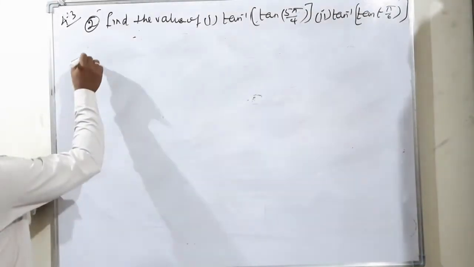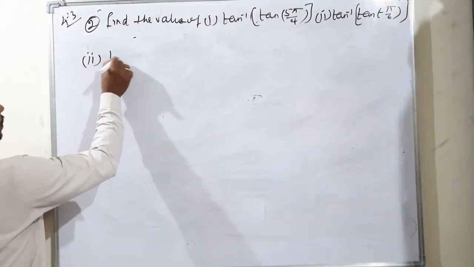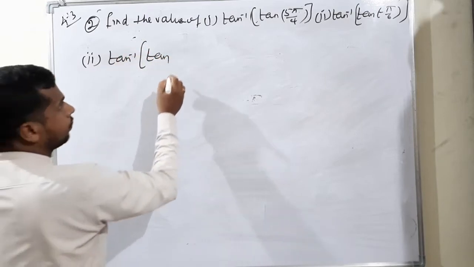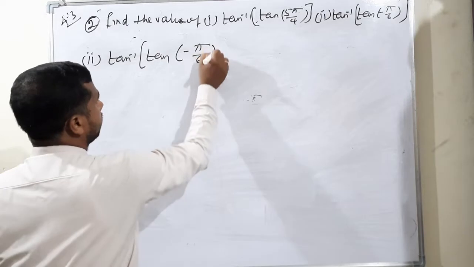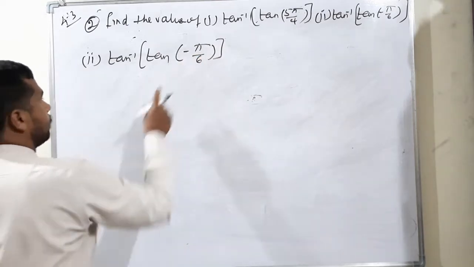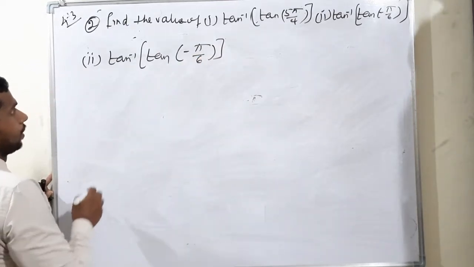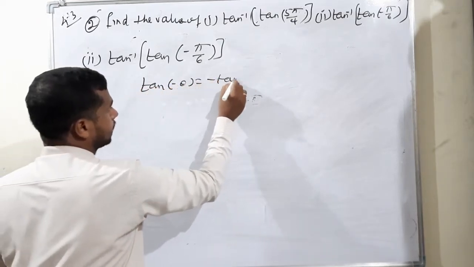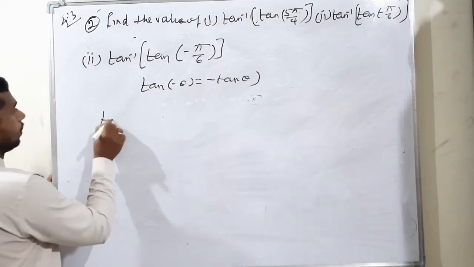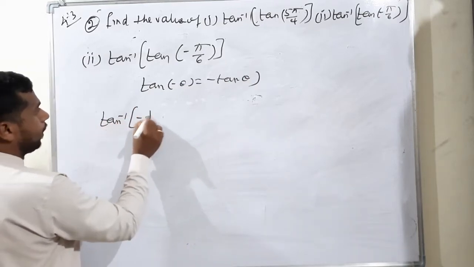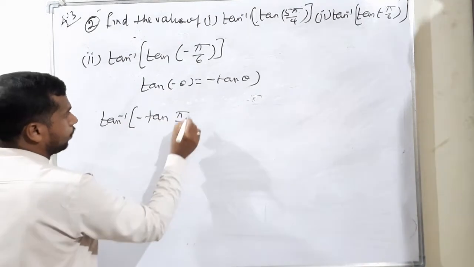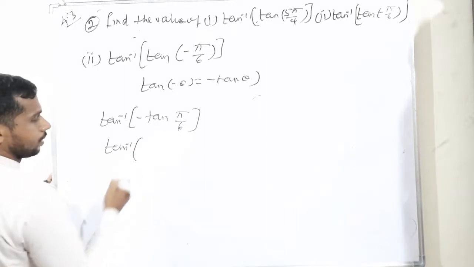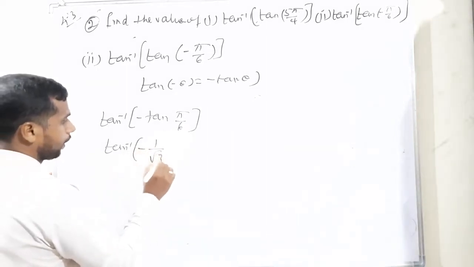Question subdivision 2. Tan inverse tan of negative pi by 6, isn't it? So, a negative term is there. We just have to rearrange it first, because tan of minus theta is equal to minus tan theta. So, tan inverse of minus tan pi by 6, which means minus 1 by root 3.